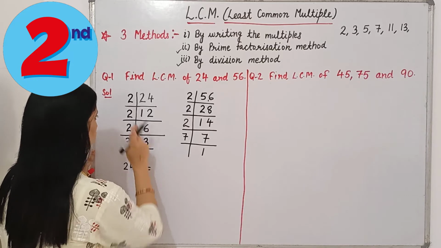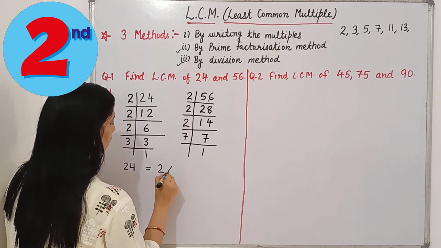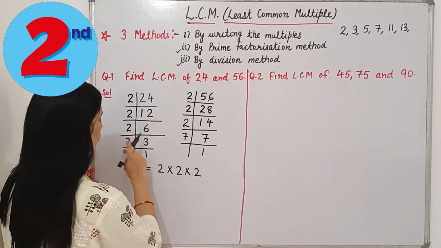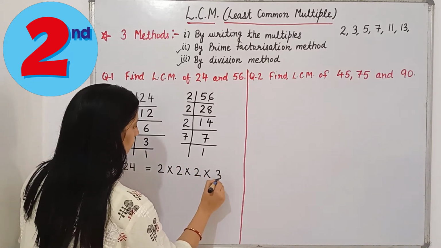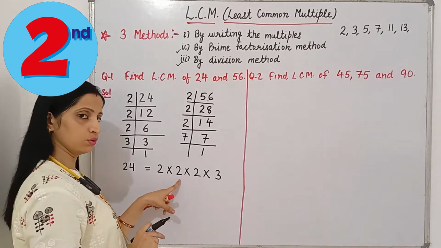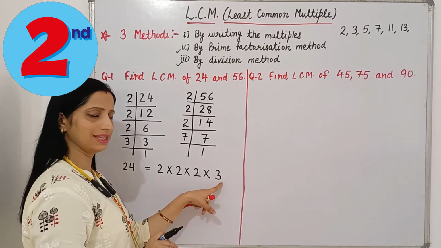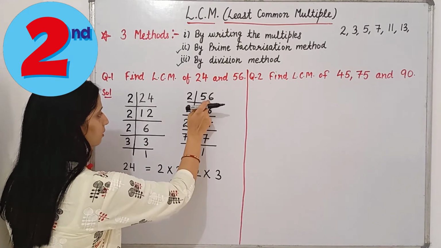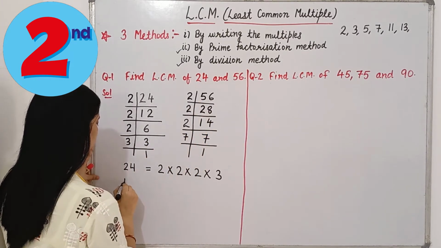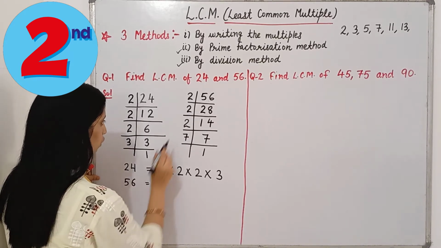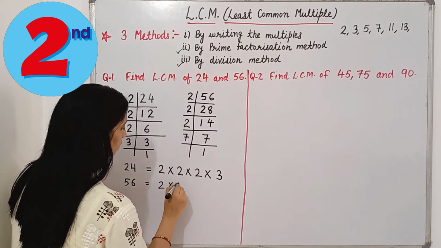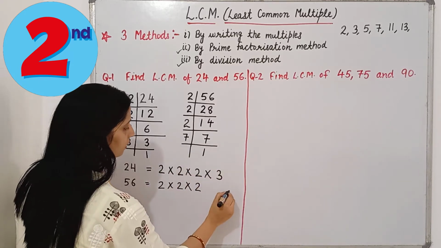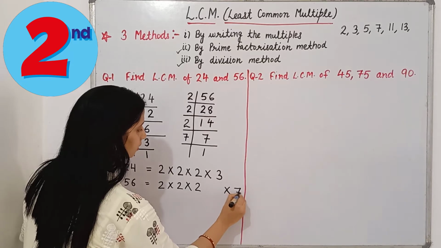Now we will write the prime factors of these numbers. 24 is equal to 2 times 2 times 2 times 3. Means 2 multiplied by 2 multiplied by 2 multiplied by 3. Similarly, we will write down the prime factors of 56. Now it is 2 times 2 times 2, 2 multiplied by 2 multiplied by 2 and multiplied by 7. So 7 we can write this side.